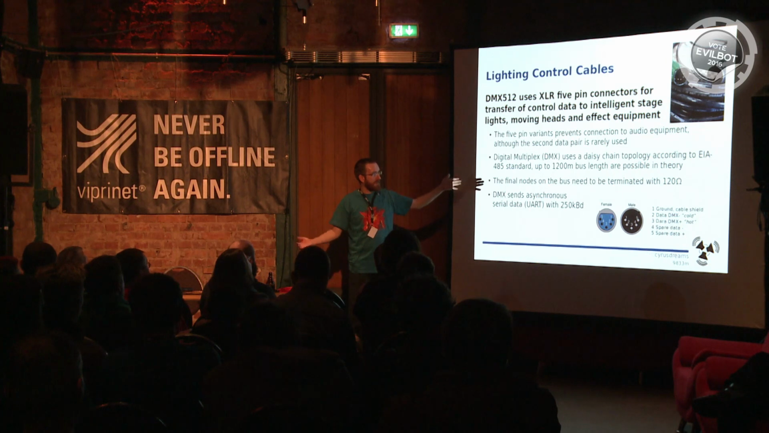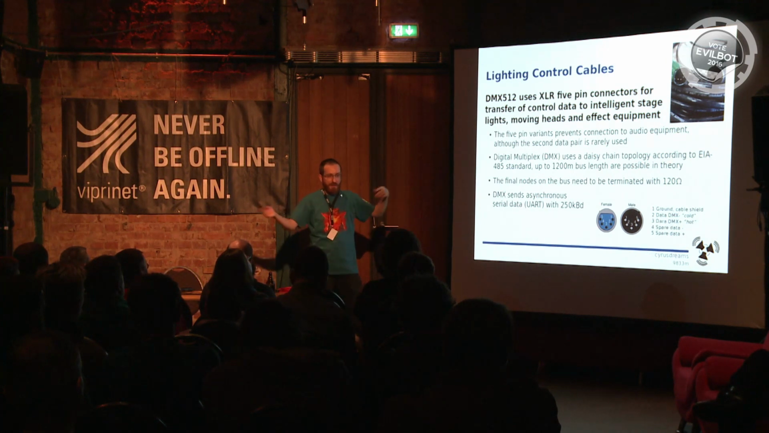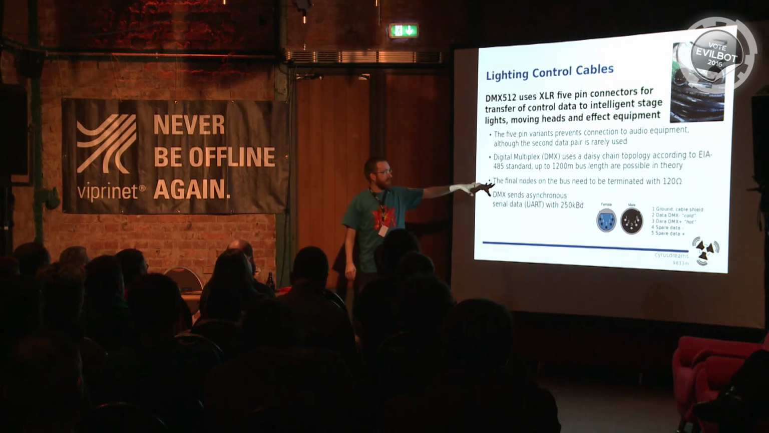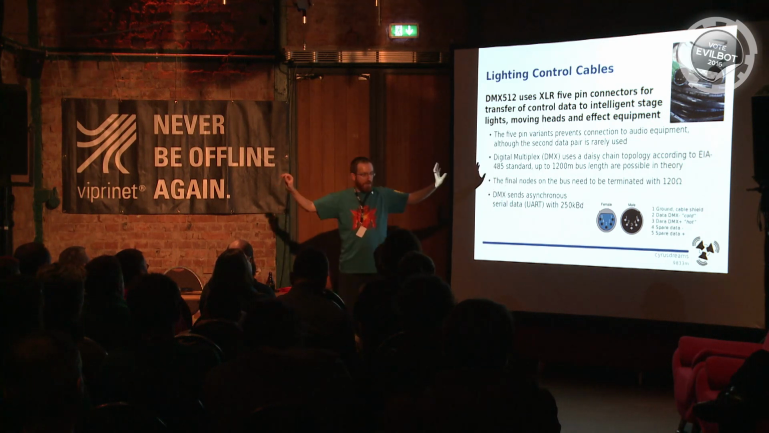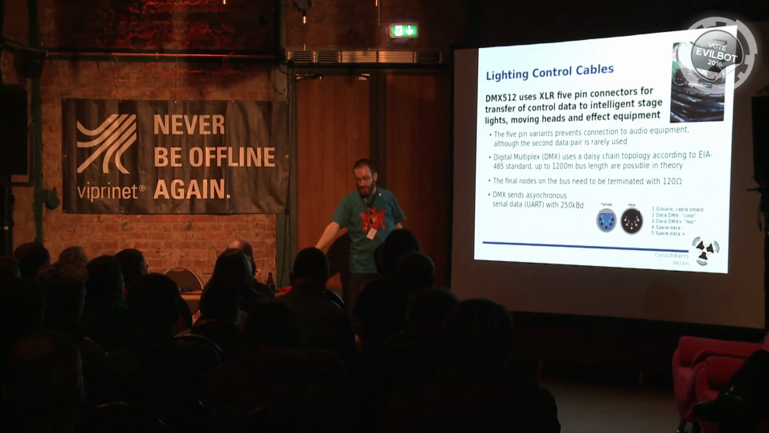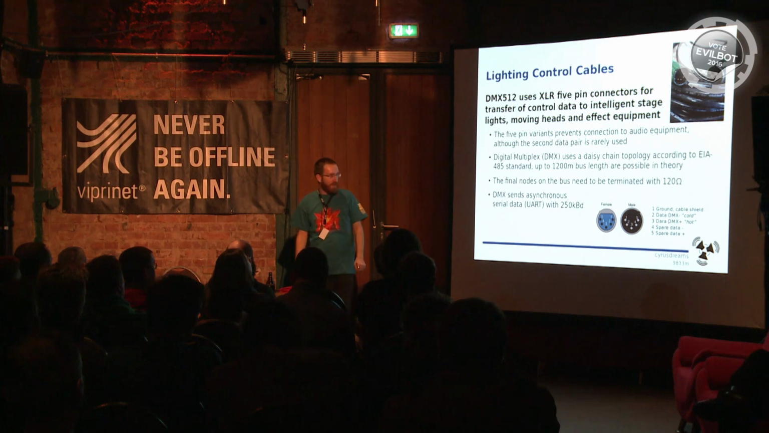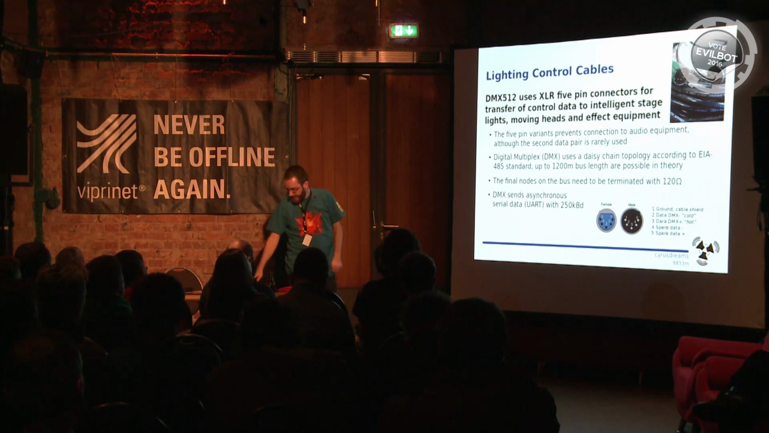And because the length is this high and you need to cope with reflections on both sides of your wire, what you normally do is to terminate the end nodes, the far outer end nodes, with 120 ohm, because this is roughly what a twisted pair inside such a cable has as an impedance. And it is an asynchronous serial data stream, 250 kilobaud.